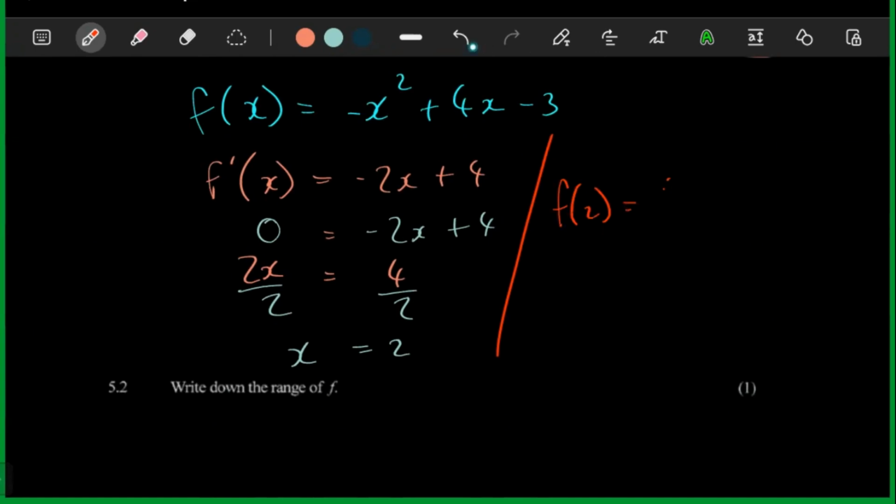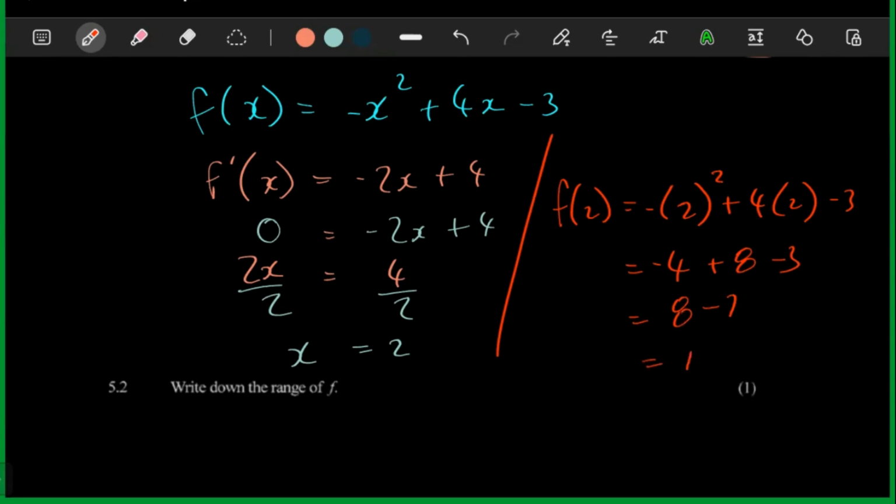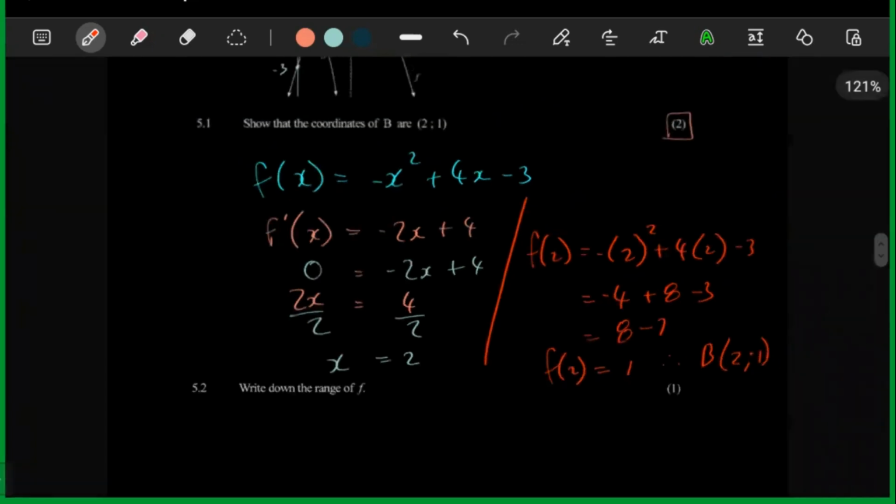So you're going to have here -2 squared. Negative with the 2 here squared plus 4 with the 2 here minus 3. 2 squared is 4, the negative, plus 8 minus 3. 8 minus 7 is a 1. There you go. So now we are good. So this is just going to say, therefore, the x value is a 2, the y value is a 1. Nothing too bad there. Nothing crazy.